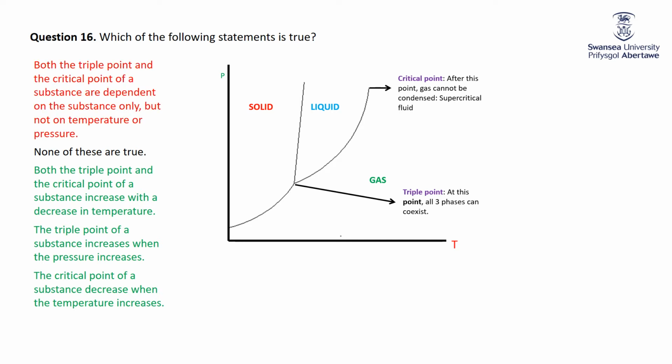So both the triple point and critical point depend on the substance only. Absolutely. You go from one substance to a different substance, this position and this position change, but for a given substance they are constant.